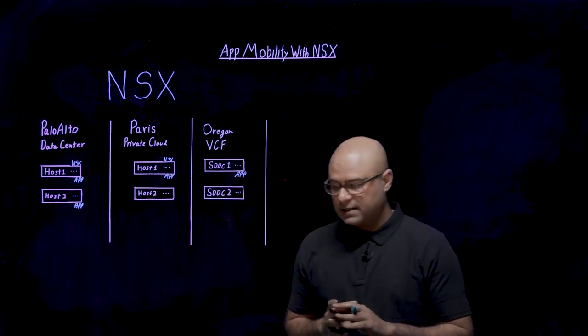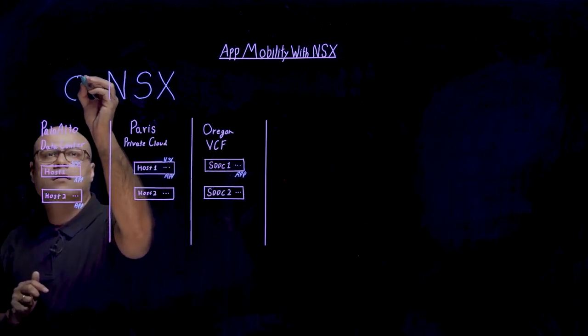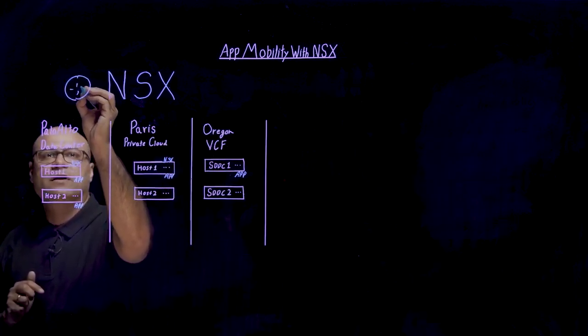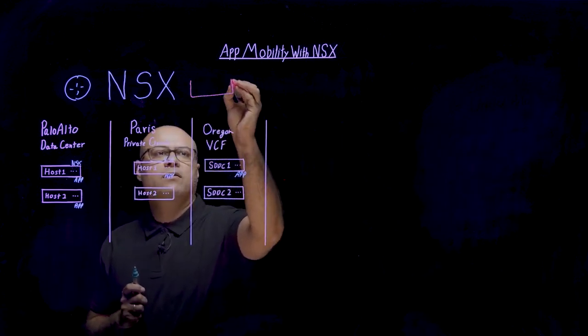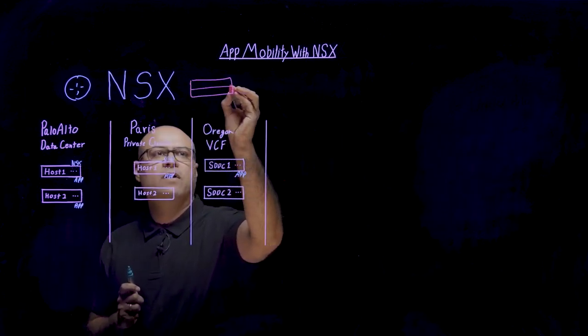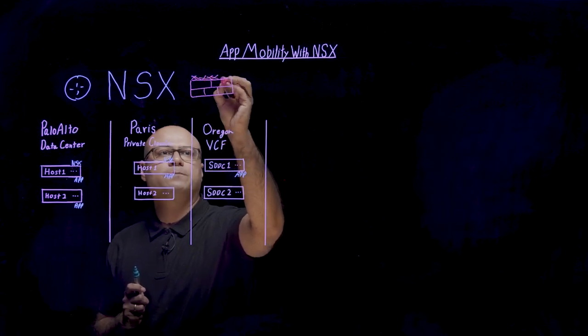And both NSX components, networking, represented here by router, and security, represented here with distributed firewall, are independent of each other.